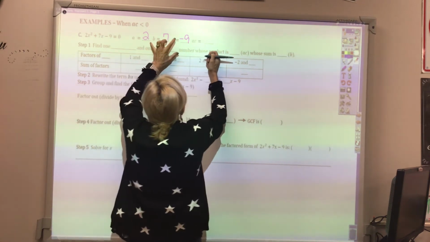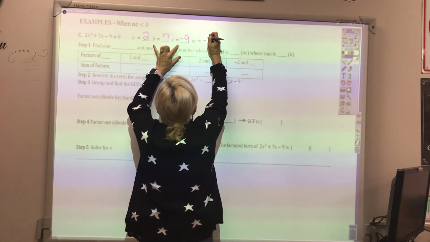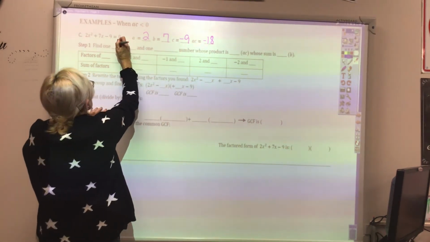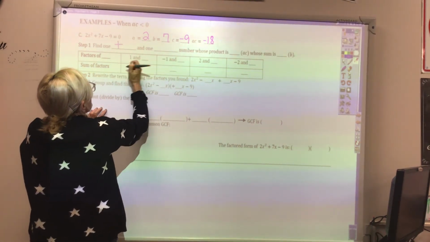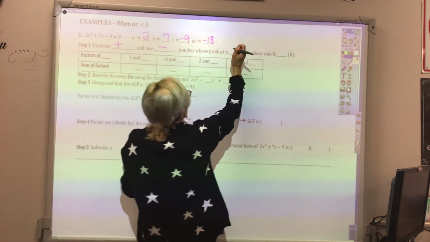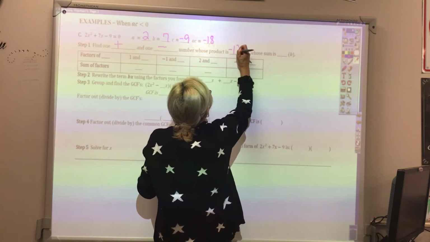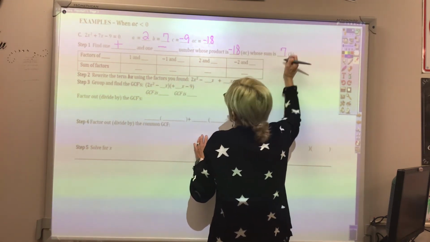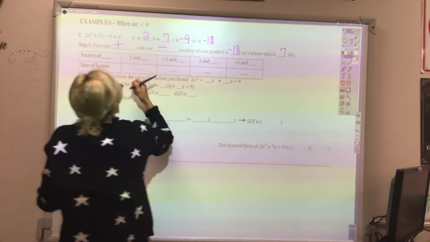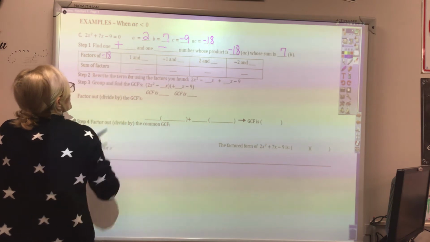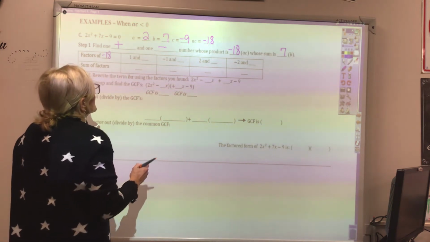We'll multiply 2 times negative 9, which is negative 18. We're going to find one positive, and I'm just going to put a plus, and one negative number whose product is negative 18 and whose sum is 7. So we want the factors of negative 18. Remember, one is positive and one is negative.